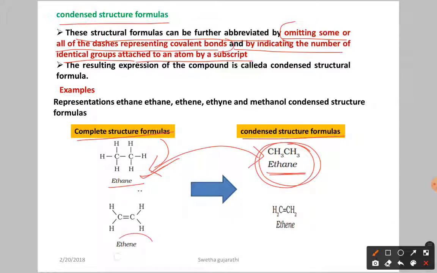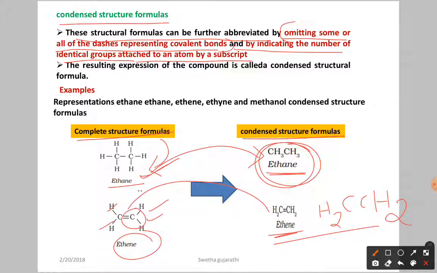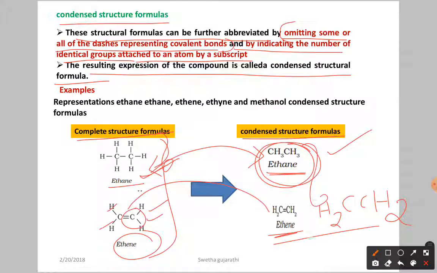Now, the structure of ethene: you know very well we have 4 sigma bonds and 1 pi bond. You are going to write that like this, or simply you can write it like this also, CH2=CH2. Both are acceptable. You simply omit the covalent bonds and write the structure, and that is called the condensed structural formula. The resulting expression of the compound is called the condensed structural formula. So this is the complete structural formula and this is the condensed structural formula. Here you can see the ethane examples. Let us go for the other examples.